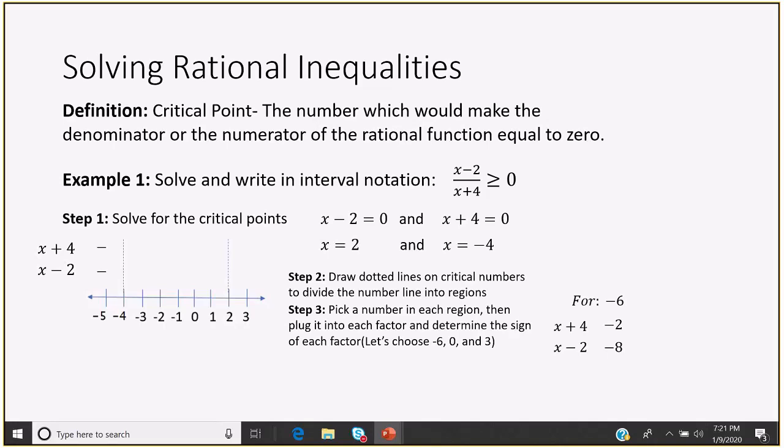And now I repeat that. For my middle region, the space between those two dotted lines, I'm going to pick 0. I'm going to plug that into x plus 4. That gets me +4. I'm going to put a +4 on my number line over there on the left side. 0 minus 2 gets me -2. I'm going to put a negative sign over in my number line. And one more region I have to cover. I'm going to plug in 3. The first factor gets me 7. I put a plus on my number line over there in that spot. And 3 minus 2 gets me 1, so I put a positive sign in that spot on the number line as well.